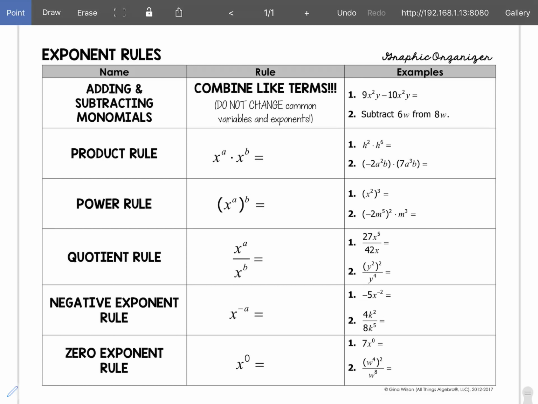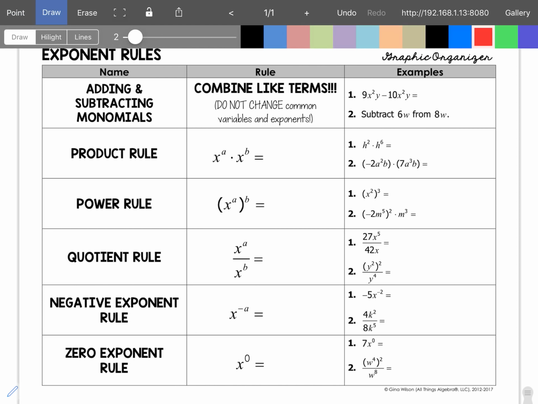Okay, so let's take a look at this graphic organizer. This is really nice because you can use this on your quiz on Monday. So please keep this safe. Do not lose this. It shows you all of the different things that we've learned so far. So we're going to start with adding and subtracting monomials.